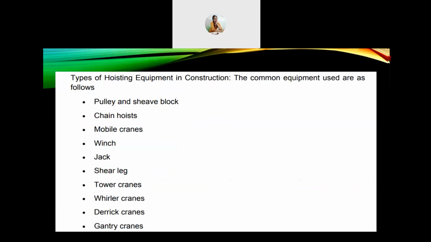Types of hoisting equipment in construction. The common equipment used are as follows. Number 1, pulley and sheave block. 2, chain hoist. 3, mobile cranes. 4, winch. 5, jack. 6, shear leg. 7, tower cranes. 8, wheeler cranes. 9, derrick cranes, and 10, gantry cranes.